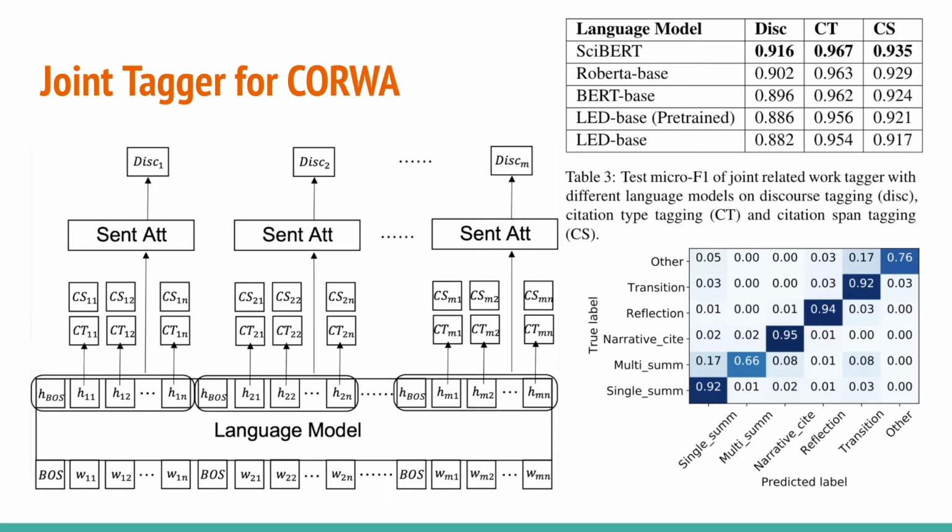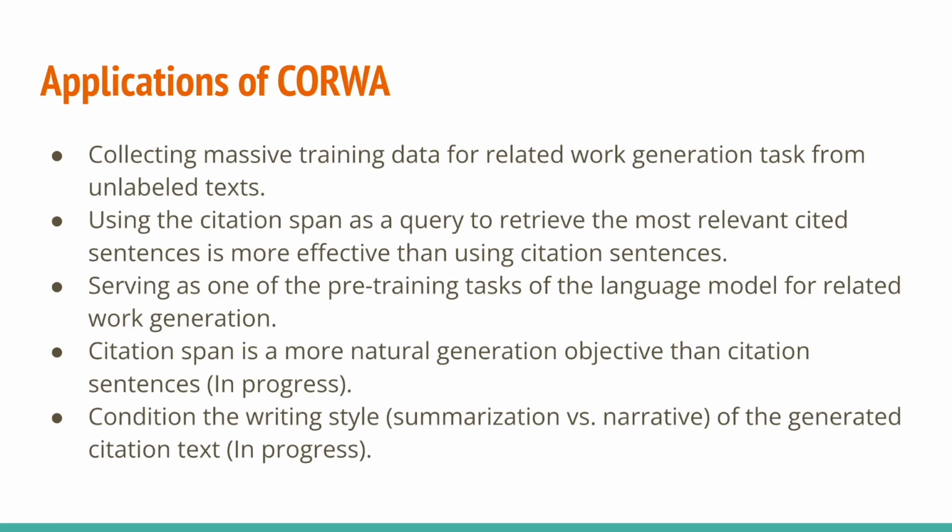We present a strong transformer-based baseline tagger to jointly perform the 3 tasks of CORWA. Using this tagger, we can easily generate massive training data for related work generation from unlabeled texts. Furthermore, we demonstrate the significance of the CORWA dataset with analysis from multiple aspects. We also introduce CORWA's usage in multiple applications.